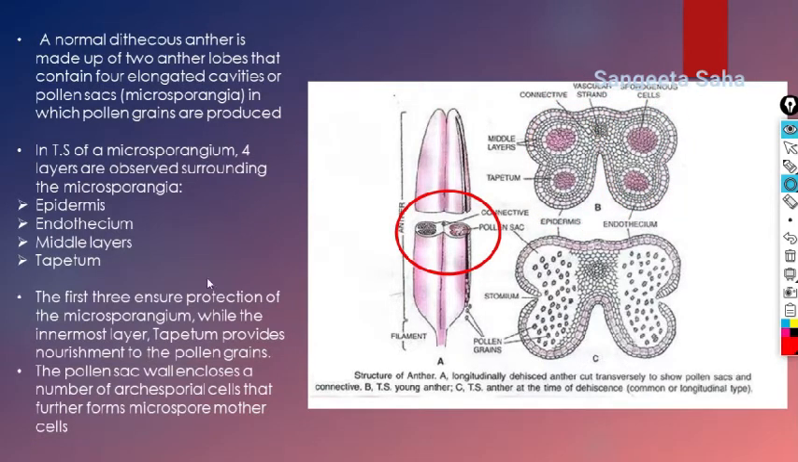Each of these two lobes has two microsporangia. This is the microsporangia: 1, 2, 3 and 4. So in total, we are going to have four microsporangia in the dithecous anther. This part we have already discussed, that this part is the connective, which is the sterile part of the anther, which does not play any role in the reproduction process.